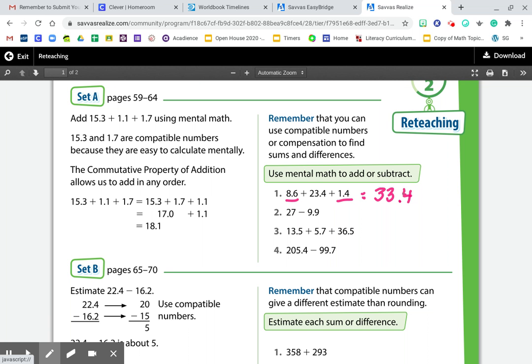So that's how I would do it mentally. If you need to use pencil and paper, that's fine. So I use the associative property by grouping 8.6 and 1.4 in my head to make the whole number 10, and then just adding that to 23.4.